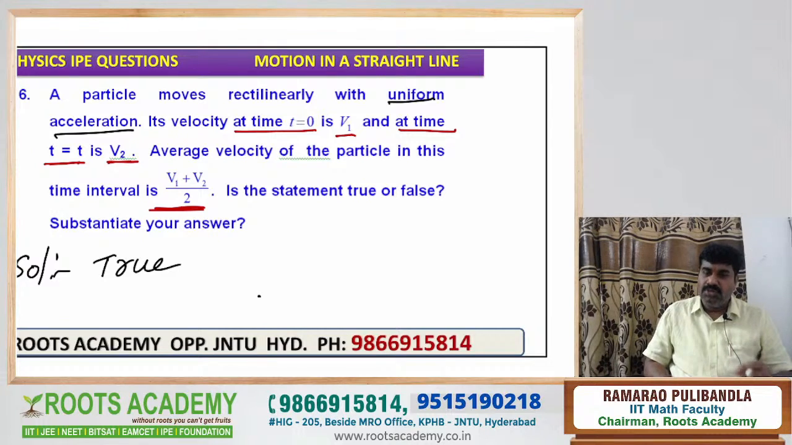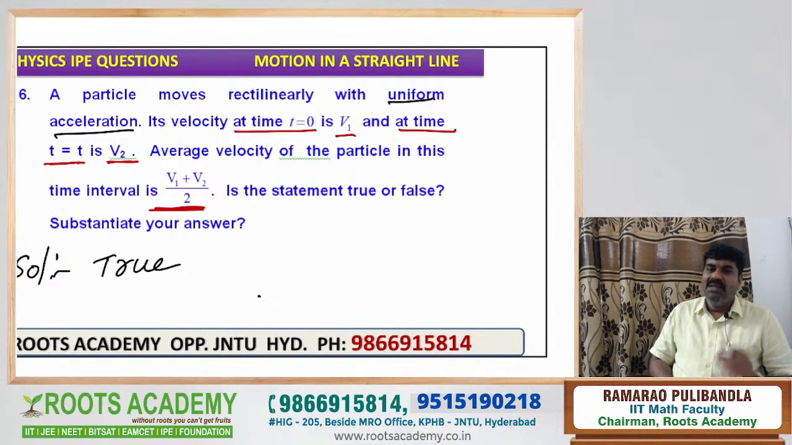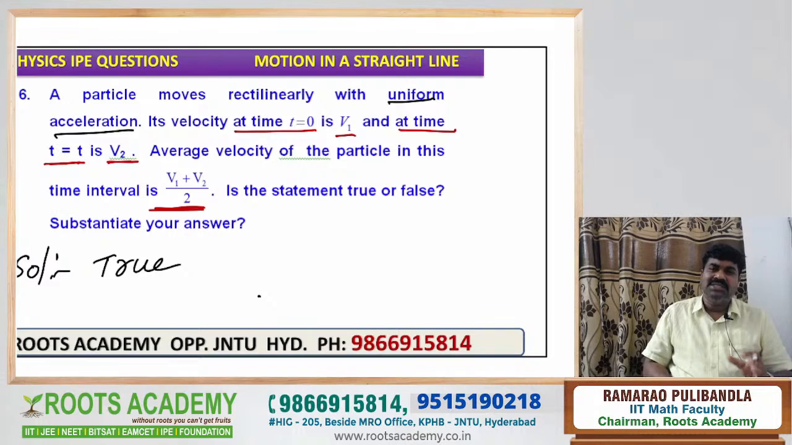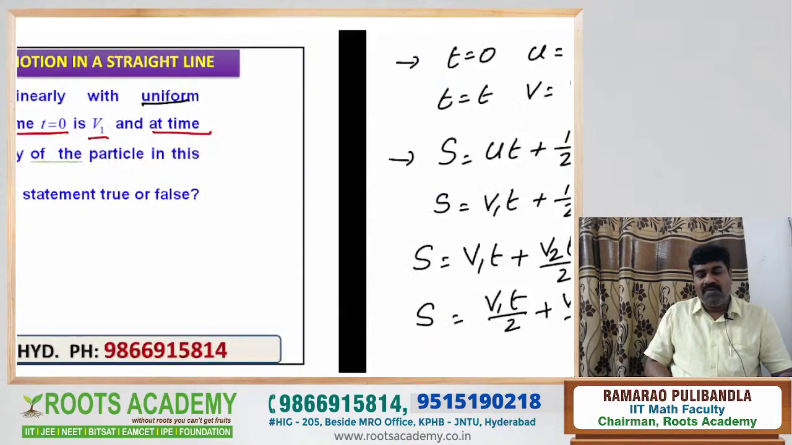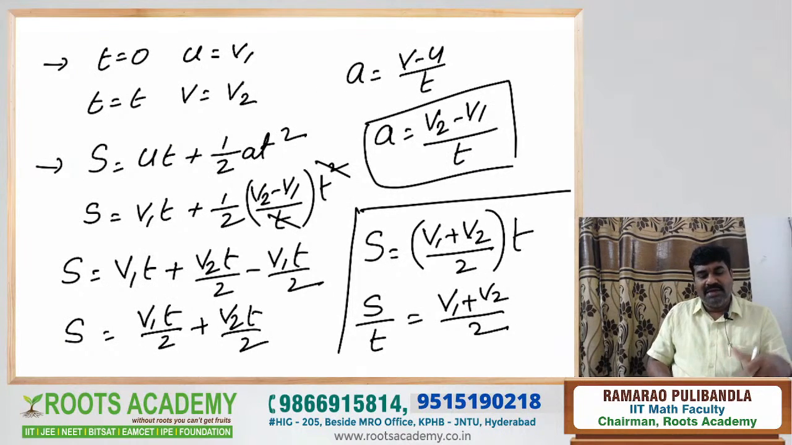The statement is true, and we are using the formula S is equal to ut plus half at square. Then a is nothing but (v2 minus v1) by t. We are substituting. Then S by t is nothing but (v1 plus v2) by 2. S by t is nothing but total displacement by total time. That is nothing but average velocity equal to (v1 plus v2) by 2.